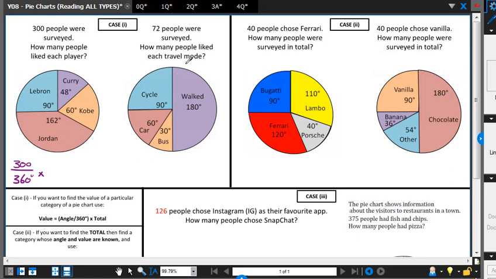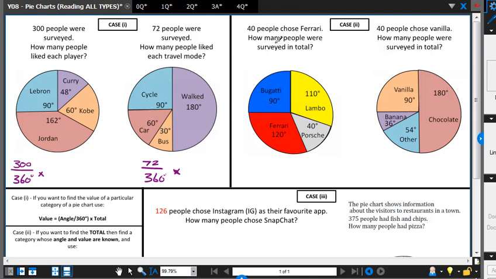Same here, 72 people were surveyed. Remember, it's the value of the category. Well, this time we don't have a category. It's just the value of the whole lot, which is 72. What angle represents the whole lot? 360 degrees. And just multiply that by each angle here, and it'll give you the total.